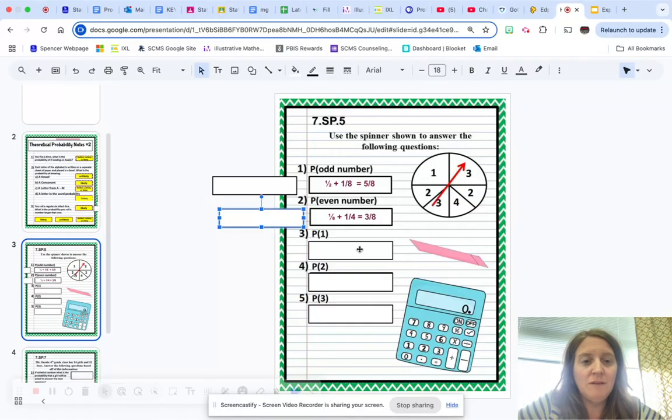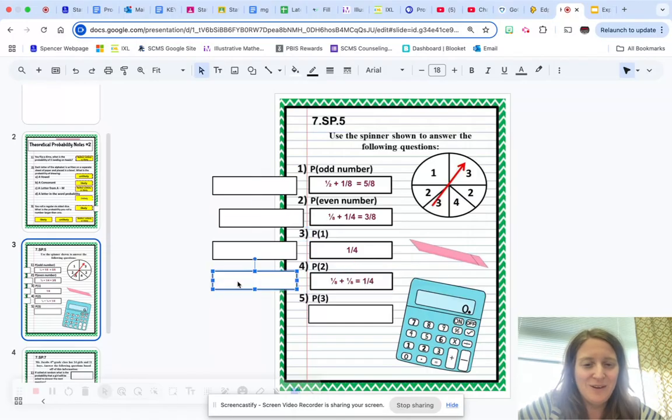The probability of getting a 1. Well, there's 1 here, and that's a fourth of the graph or 2/8 of the graph. So that would be 1/4. Probability of getting a 2, you've got a 2 over here, and you've got a 2 over here. So that would be 1/4 as well. 1/8 plus 1/8 is 1/4.